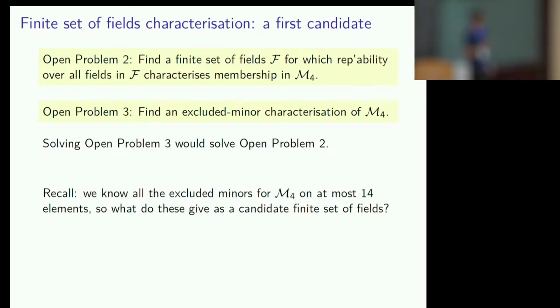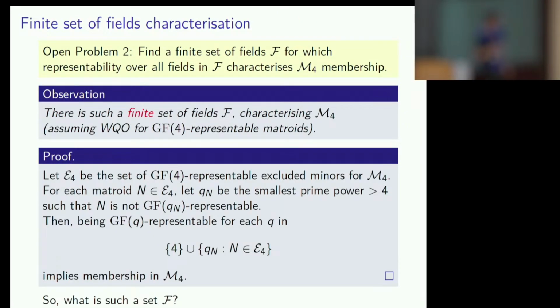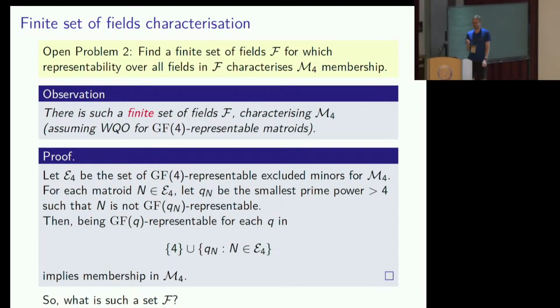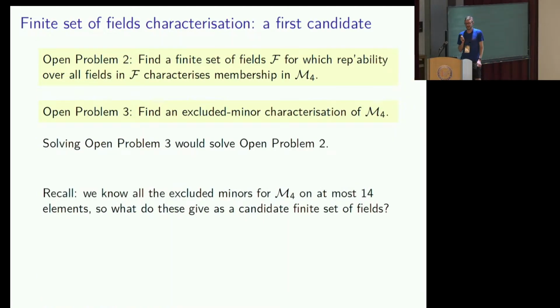Okay, so one observation at this point, and part of why I mentioned this observation and gave this proof here, is that this open problem 2 is an easier problem than the excluded minor problem, in the sense that if you know the excluded minors, then this is just a triviality. It just falls out from that. So my hope is even if we can't find all of the excluded minors for our class M4, perhaps we can still find a finite set of field characterization nonetheless.